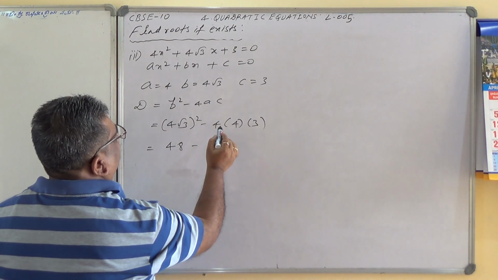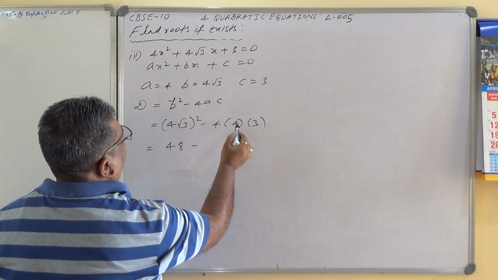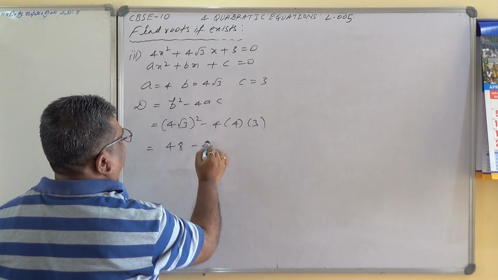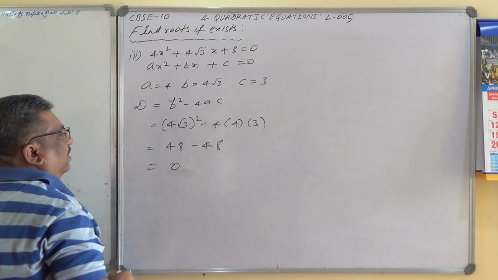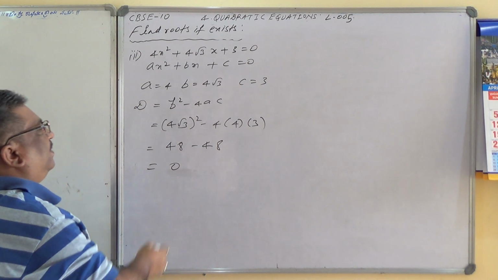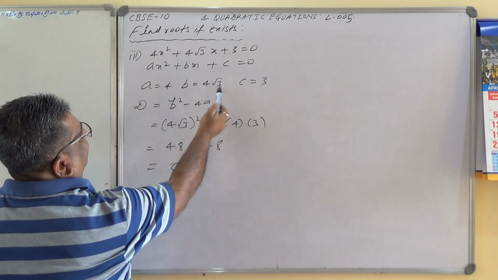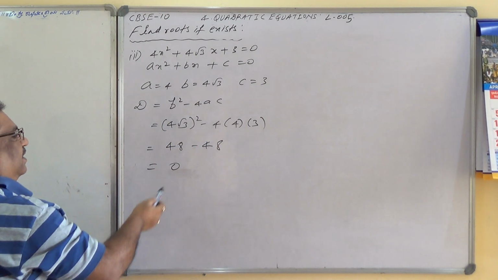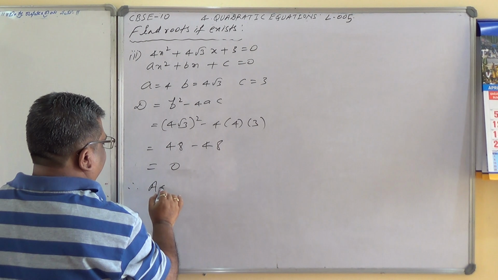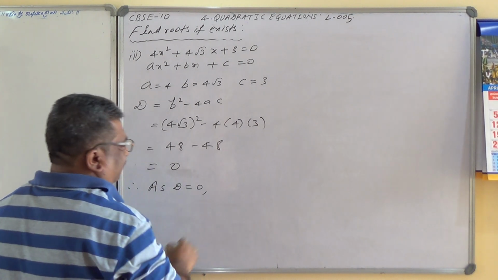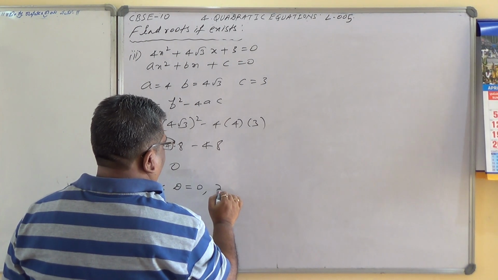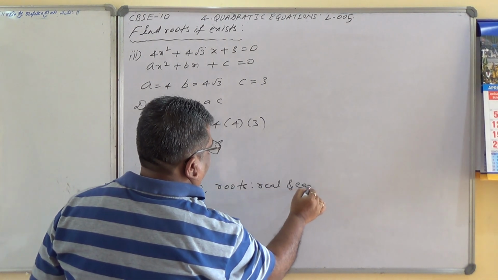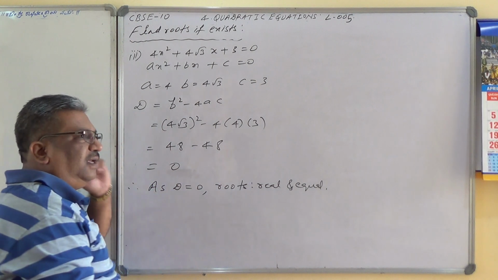So 4 times a is 4, c is 3, that is 48, which equals 0. Is it right? So let me check this. A is 4, b is 4 root 3, c is 3, b square minus 4ac. It is correct. So the discriminant is 0. Therefore, as D equals 0, roots are real and equal.